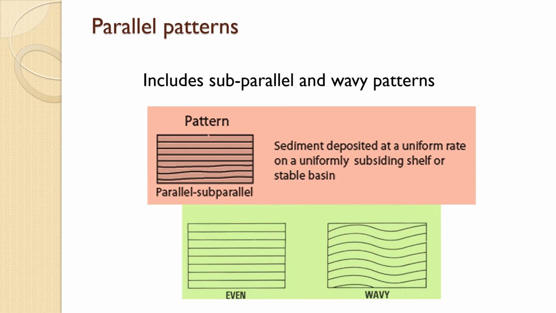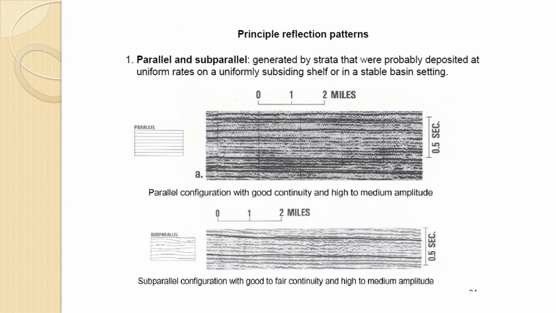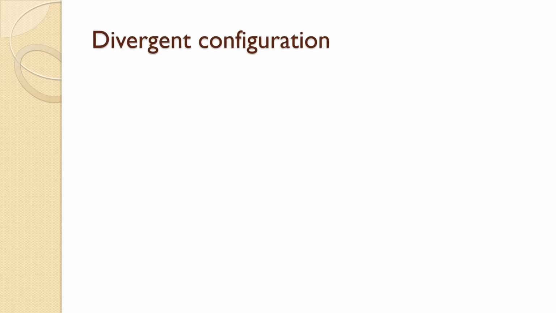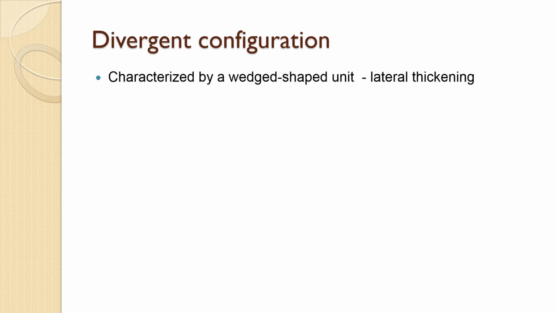And all of those actually indicate a uniformly subsiding shelf or stable basin, which is a uniform rate of deposition for those sediments. This is the real section of parallel and subparallel reflection pattern. And the second one is divergent configuration, characterized by wedge-shaped unit.